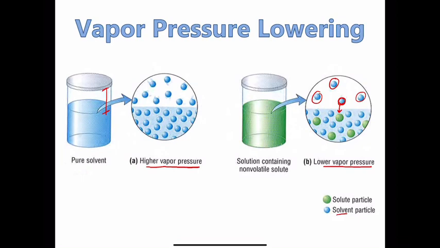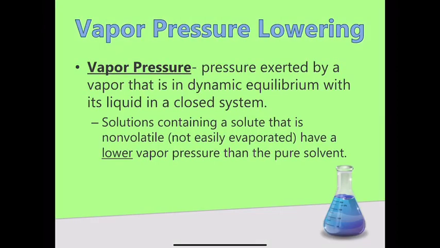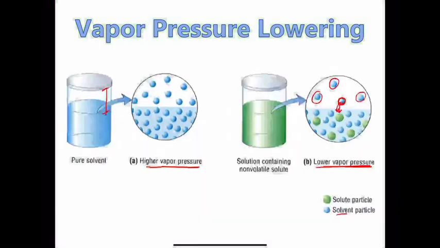As a result, the vapor pressure is lowered because these particles have essentially gone back into solution to bind with the solute, okay? And so that's the effect on vapor pressure. Solutions containing a solute that is non-volatile, so that means it's not easily evaporated, something that evaporates easily is volatile. If we're talking about a solute like salt, salt doesn't really evaporate very easily. It's going to have a lower vapor pressure than the pure solvent, okay?